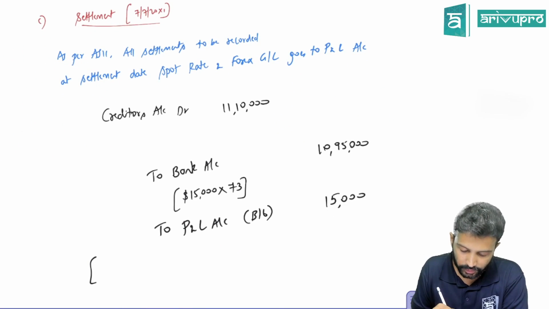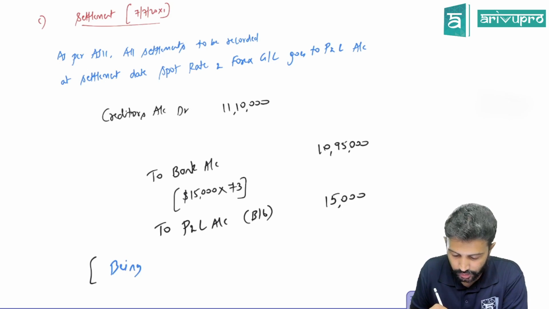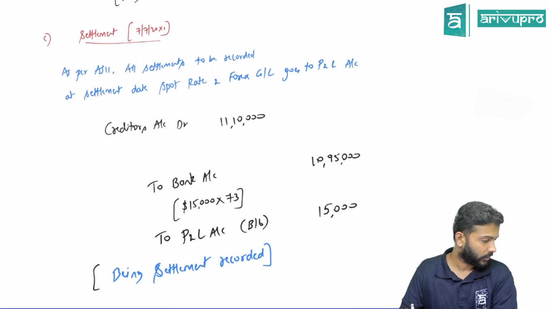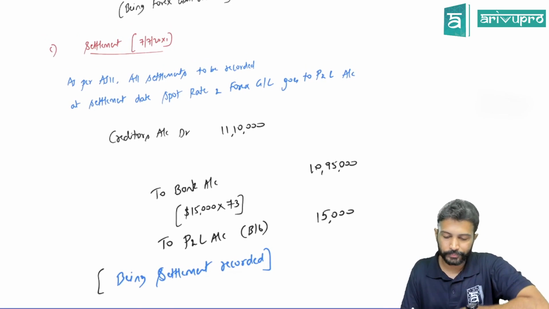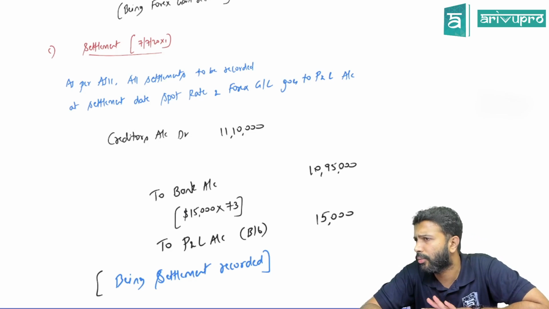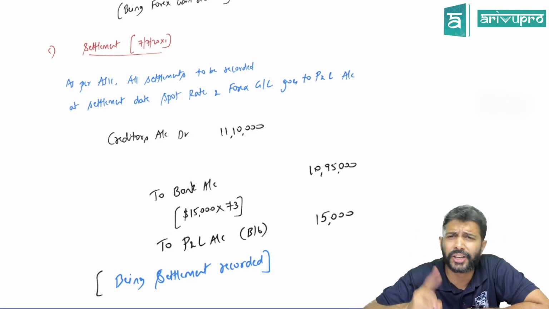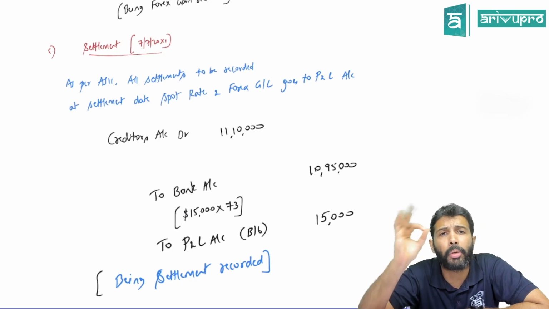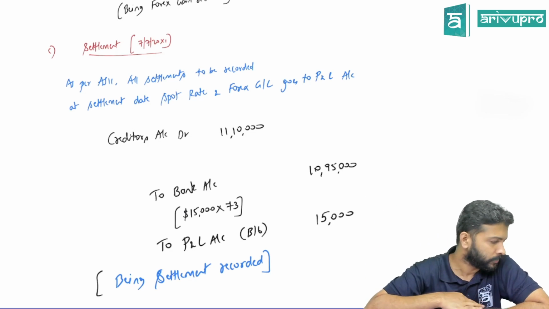So that's what I've done here. And in the narration you can write being settlement recorded, or settlement accounted, something like that. Problem over. Understood? Got the whole crux now? Only three things we discussed: transaction, balance and settlement. And that too only related to monetary items.